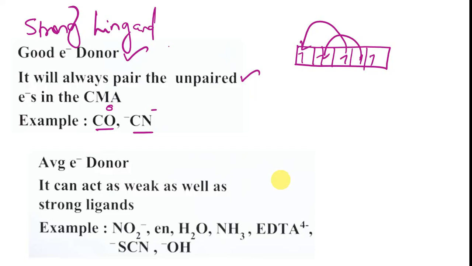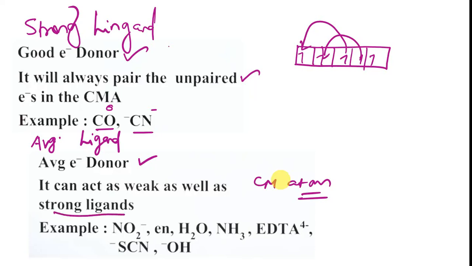Right. Next we can go for average ligand. Average ligand, in the sense, is an average electron donor. It can act as a weak or a strong ligand based on the central metal atom, right? Examples: NO2, ethylenediamine, water, ammonia, EDTA, thiocyanate, OH minus, hydroxide. So these ligands are average ligands.